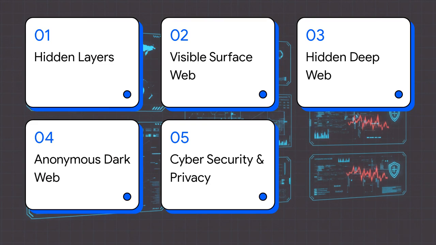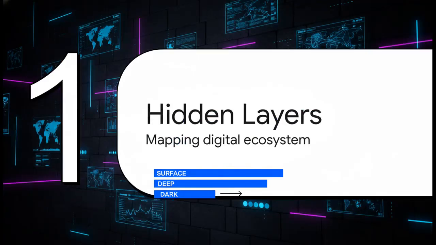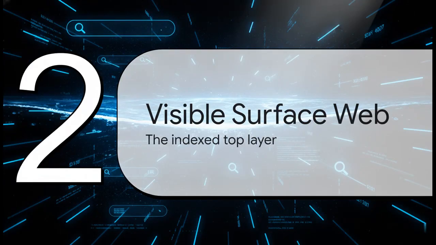We'll start with the internet's hidden layers, then cover the visible surface web, the hidden deep web, and the anonymous dark web, wrapping up with cybersecurity and privacy. Let's get to it. Section 1. The Internet's Hidden Layers. We're mapping the digital ecosystem. Moving right along to Section 2, the visible surface web, our indexed top layer.